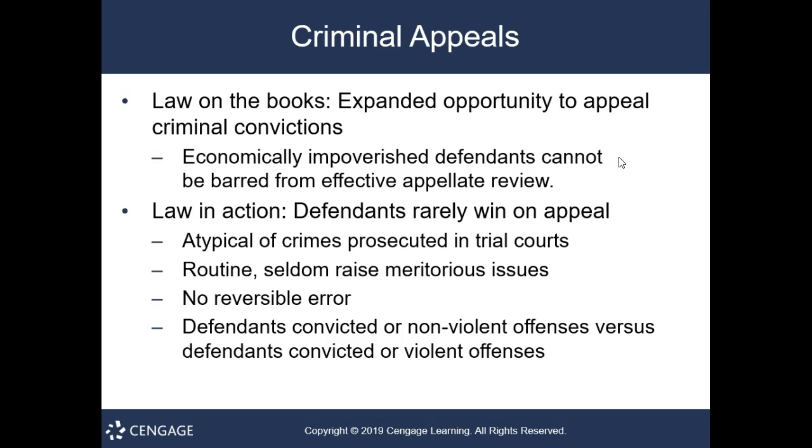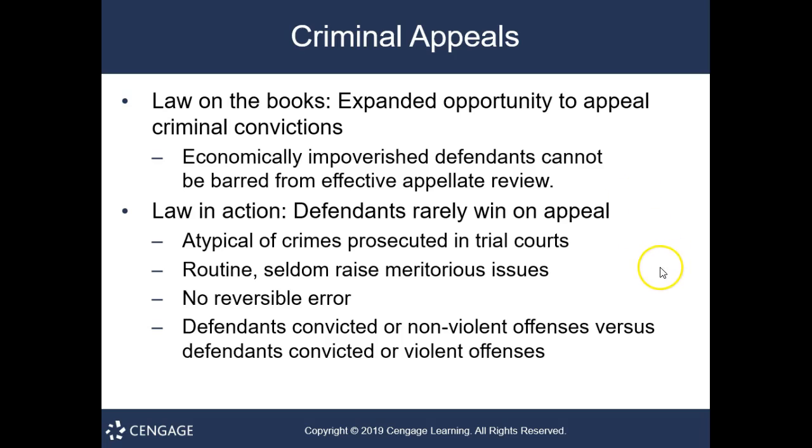So there's lots of resources involved. The law in action approach: defendants rarely win on appeal. It's atypical of crimes prosecuted in trial courts. It's routine, and they seldom raise meritorious issues. Again, if you were a criminal defense attorney and you have a felony defendant who went to trial and lost, guaranteed you're going to file a notice of appeal for them, because you do not want to be hit with a malpractice suit because he or she later decides that they wanted to have an appeal and couldn't have it. So you'll just file it anyway, even if there were no meritorious issues that you could see.